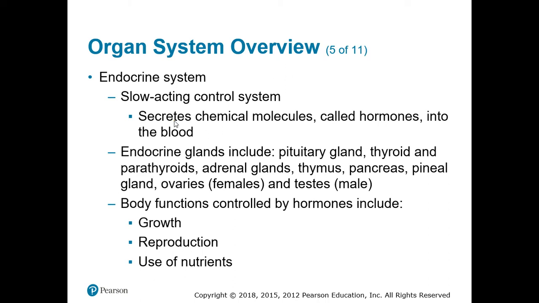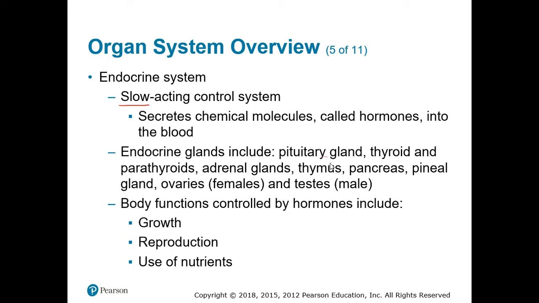The next one is your endocrine system. This is our second major control system, but instead of being fast acting like the nervous system, this one is slow acting. It slowly secretes chemical molecules called hormones into the blood. Common endocrine system glands are things like your pituitary gland, thyroid, parathyroids, your adrenal, thymus, pancreas, which releases insulin, your pineal gland, which allows you to sleep, releases melatonin, ovaries, and testes.